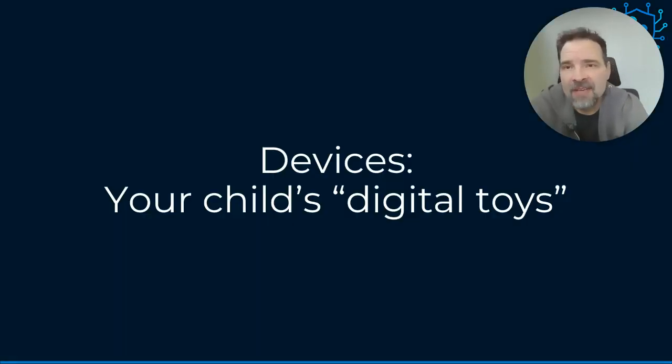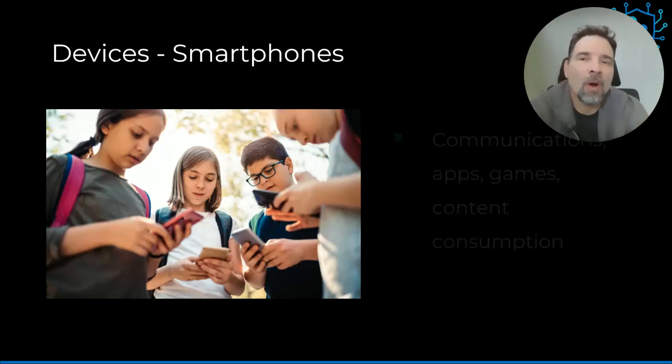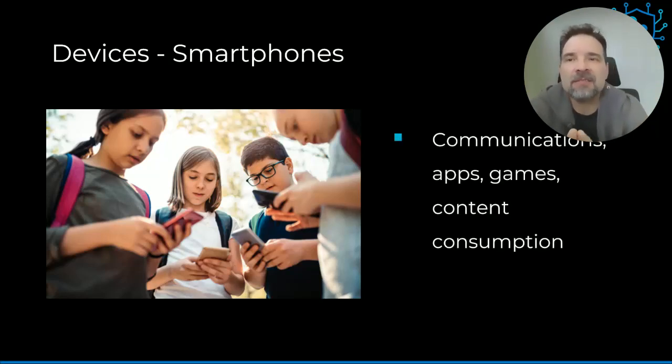Now let's talk about devices, what our children refer to as digital toys. And we're going to look at devices here from the point of view of a child, okay? So the first device we're going to look at here is the smartphone, okay? So what uses and capabilities does a smartphone have? It can be used for communications, for apps, for games, and for content consumption.